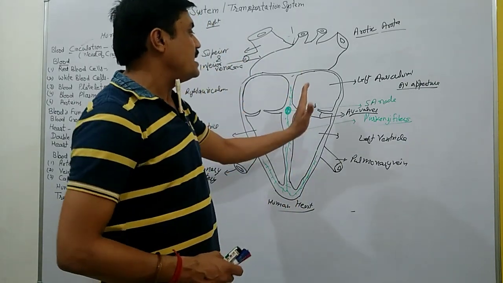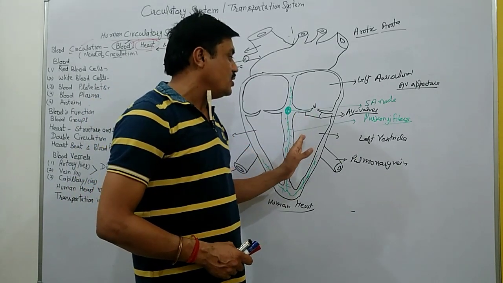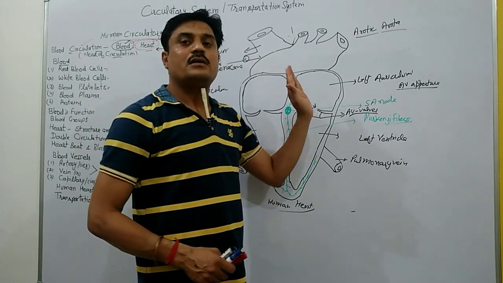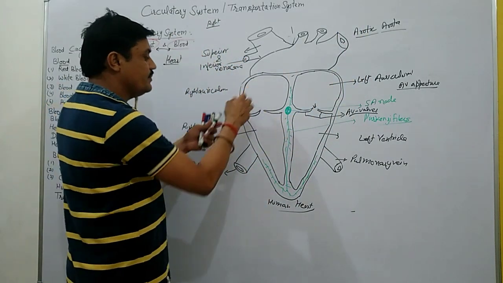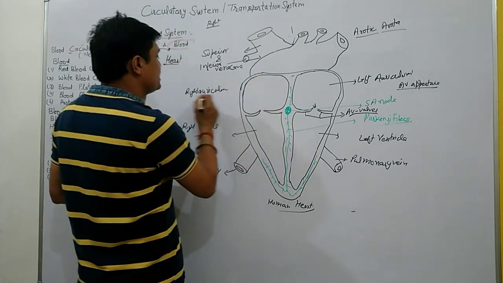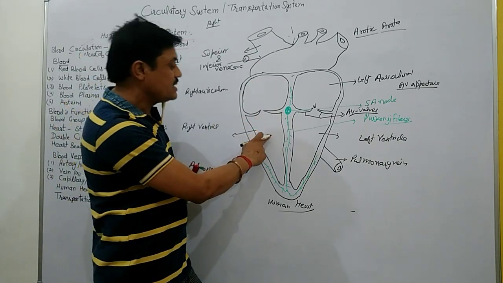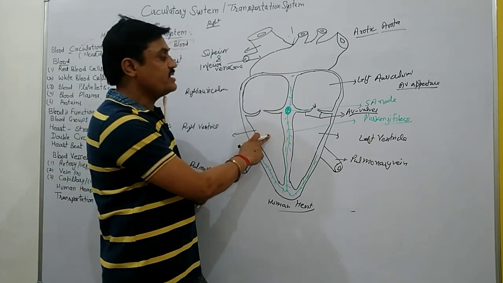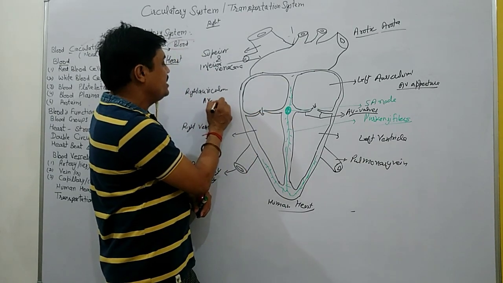So there are two chambers, upper auricle and lower ventricle, in the left part. Similar is the case on the right-hand side. There are two chambers. The upper is called the right auricle, and below this there is another chamber called the right ventricle, and there is an opening between these two. It is known as the AV aperture.